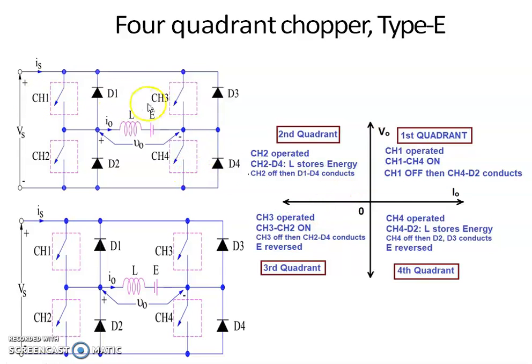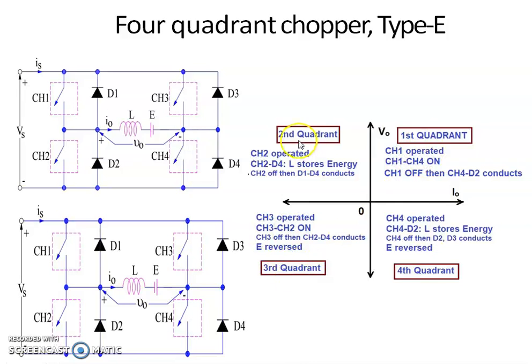When CH3 operates, CH2 is always on. That is first and third quadrant operation. For obtaining first and third quadrant operation, two switches are in on condition. For first quadrant, CH1 and CH4 are on. For third quadrant, CH3 and CH2 are in on condition.